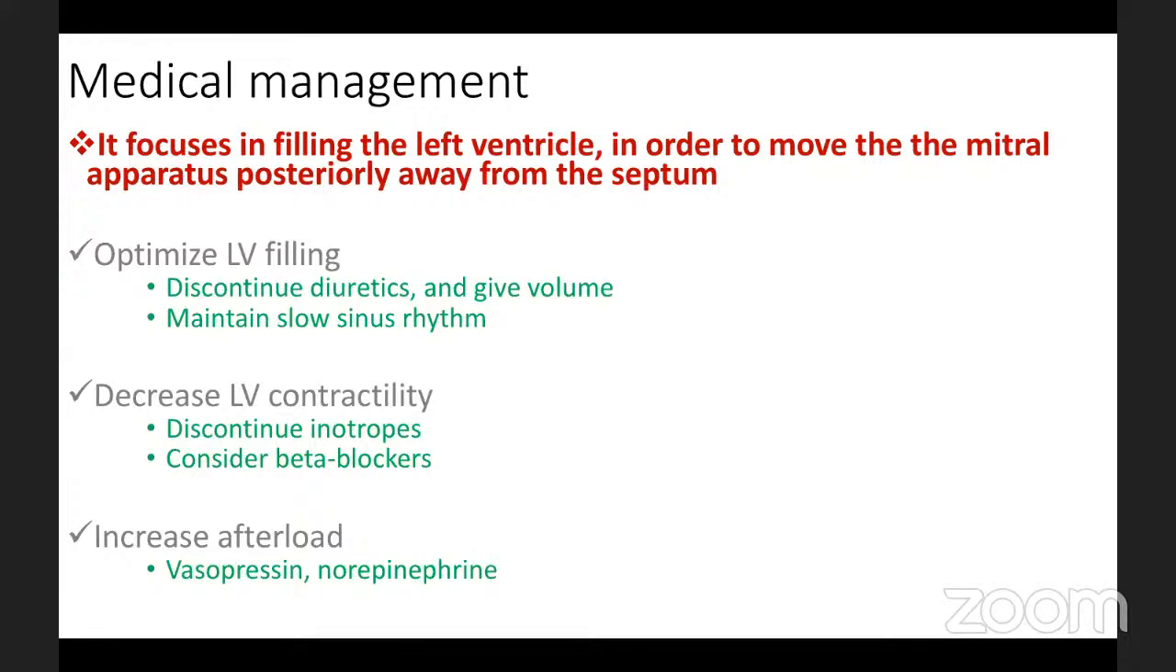This also will give time to the left ventricle to fill with blood, and this will help to push the mitral valve away from the LVOT. Also, increase afterload with norepinephrine or vasopressin. You will maintain a high MAP, above 70 to 75. This also will help to move the mitral valve away from the LVOT.